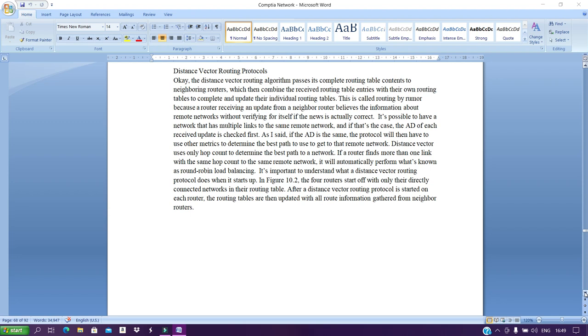It's possible to have a network that has multiple links to the same remote network, and if that's the case, the AD of each received update is checked first. As I said, if the AD is the same, the protocol will then have to use other metrics to determine the best path to use to get to that remote network. Distance vector uses only hop count to determine the best path to a network. If a router finds more than one link with the same hop count to the same remote network, it will automatically perform what's known as round robin load balancing.